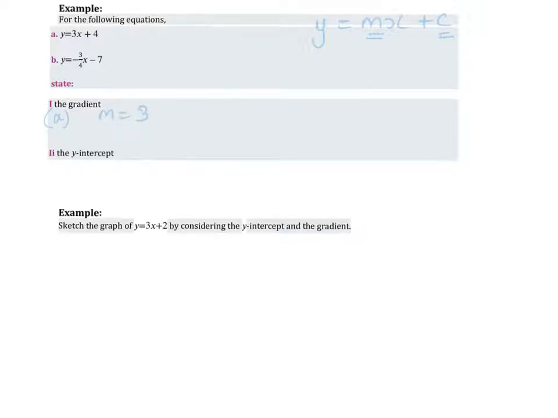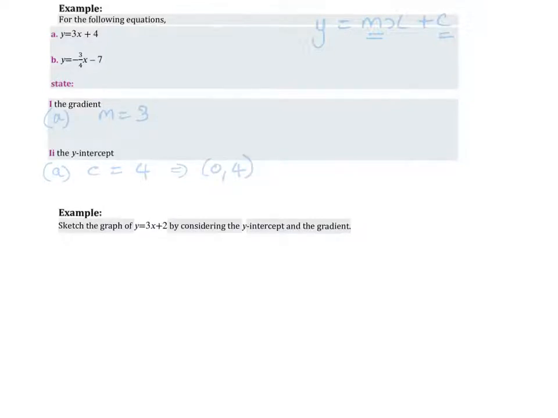Okay, let's jump down here to the y-intercept for a, and the y-intercept, which we call c, is equal to 4. Now, if I write that as a coordinate, the y-intercept is always where it crosses the y-axis, and your x value is 0. So that would be (0, 4).